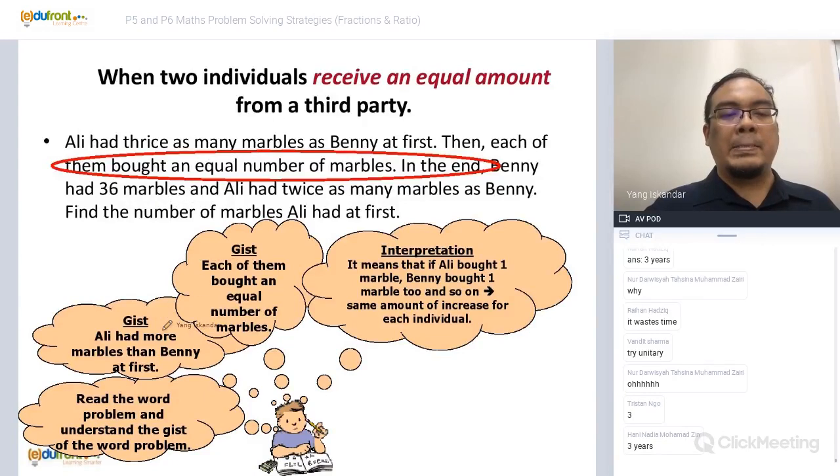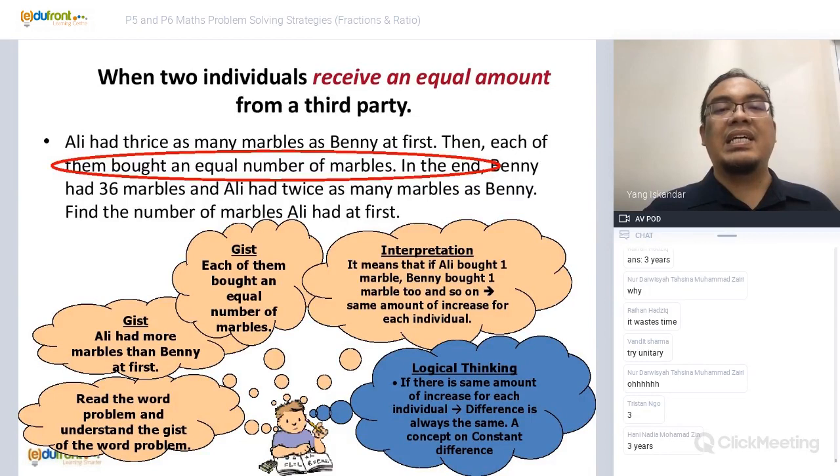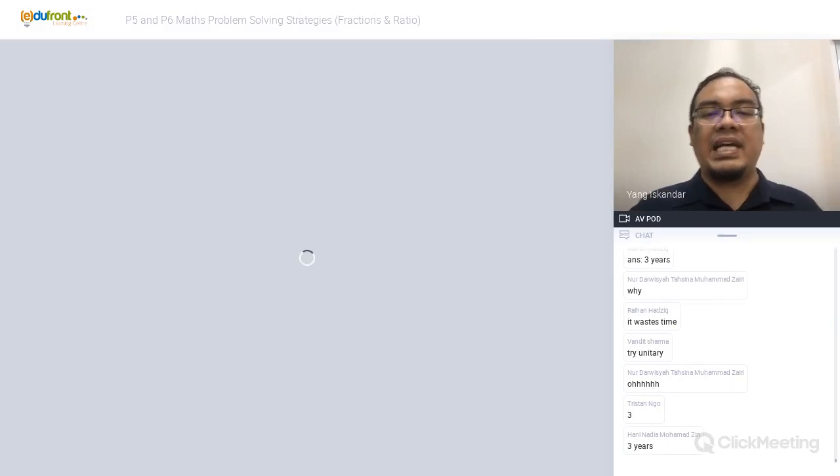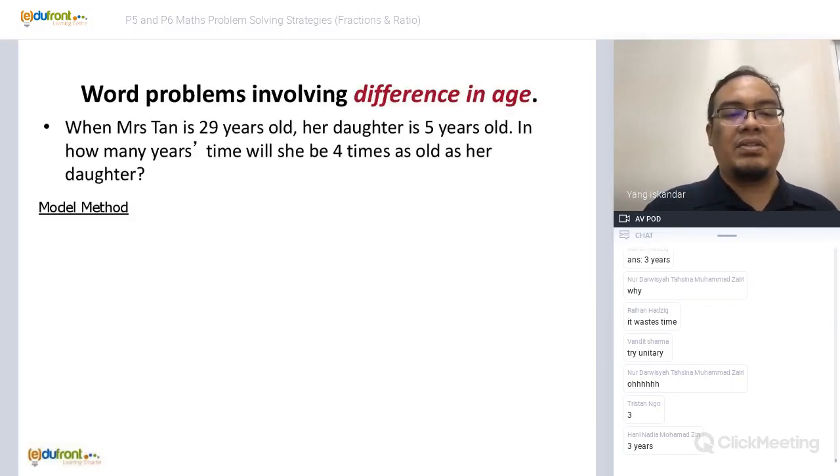Okay. Now, since Ali has more marbles than Benny at first, and each of them bought an equal amount, it means that if Ali buys 1 marble, Benny also buys 1 marble, and so on. If Ali buys 2, Benny also buys 2. So, the same amount of increase for each individual. Sorry, the difference remains the same or remains constant. So, by logical thinking, the difference will always be the same. That's why we use the constant difference strategy. Okay, let's take a look at this question. Model method.